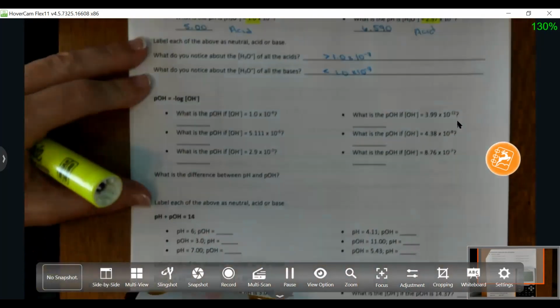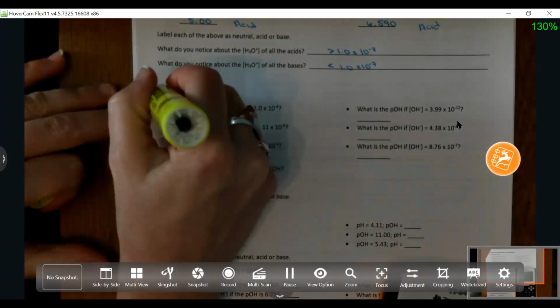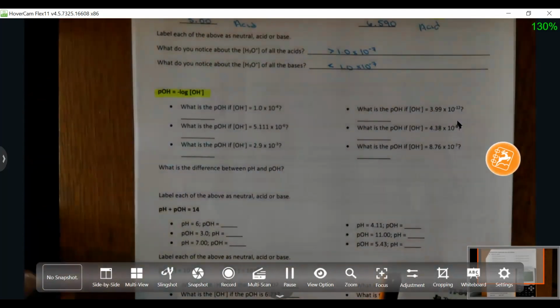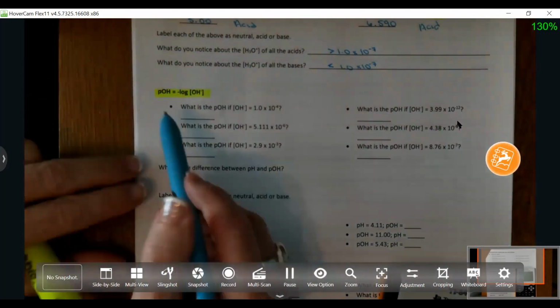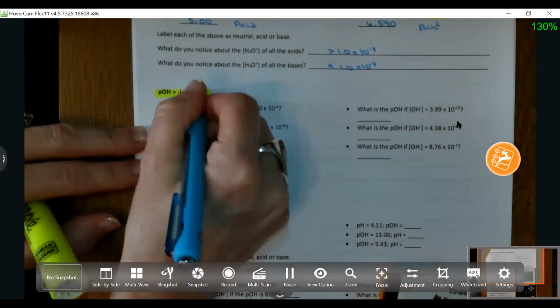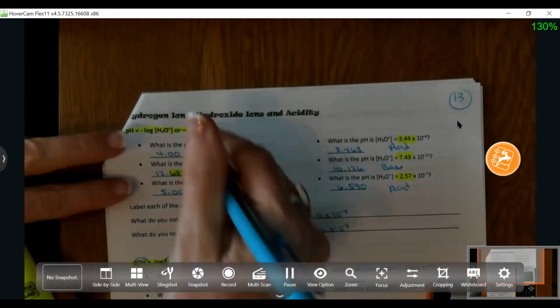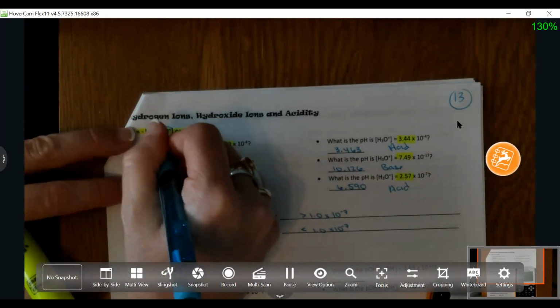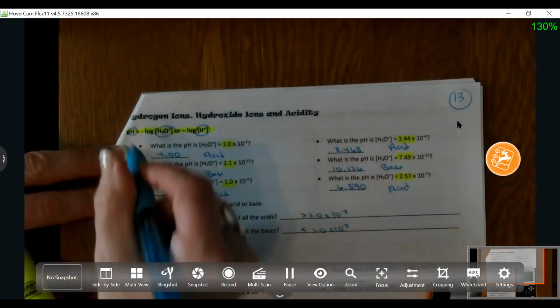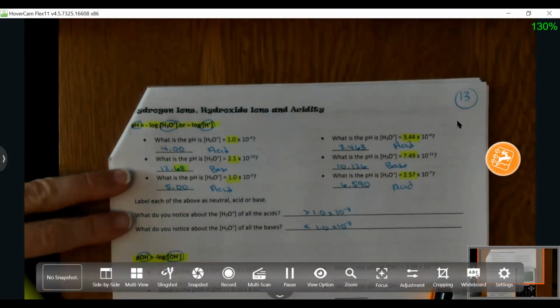All right, let's go ahead and do this next one. So this next one, very similar, but this time it's the pOH and the hydroxide ion concentration. I just want to make sure you guys are aware that if I've got hydroxide ions here, I'm going to get the pOH here. If I'm taking the negative log of hydrogen or hydronium, I'm going to get the pH. So the ion concentration is going to match up with the scale that we're talking about.